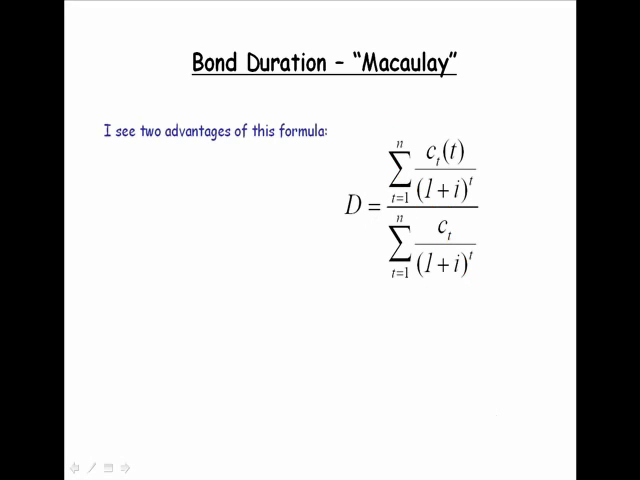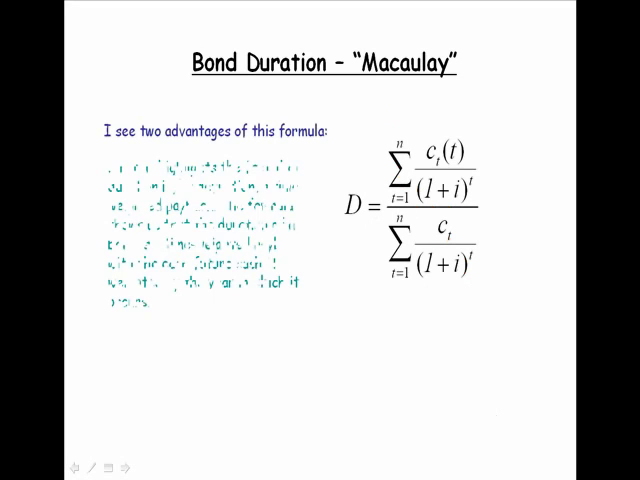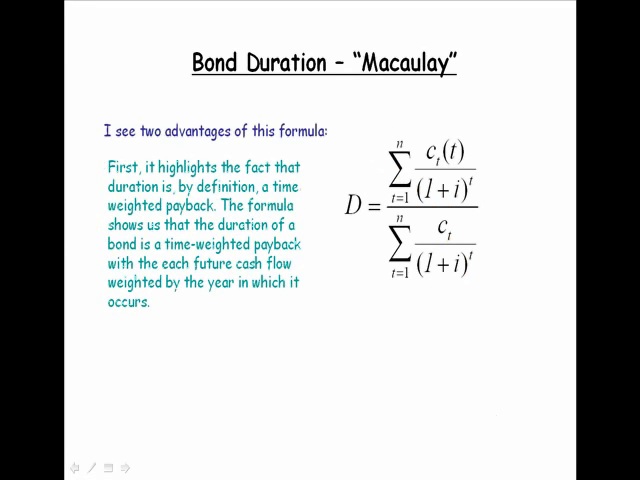I see two real advantages of this formula. The first one is that it really does highlight the fact that duration is, by definition, a time-weighted payback. It shows us that the duration of a bond is a time-weighted payback with each future cash flow weighted by the year in which it occurs. It really does give us an idea of how long it takes to be paid back for our initial investment in this bond.